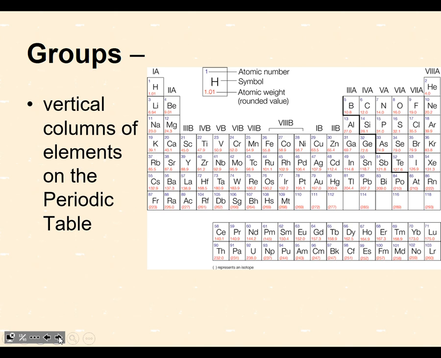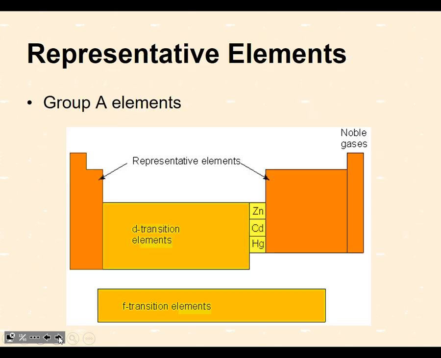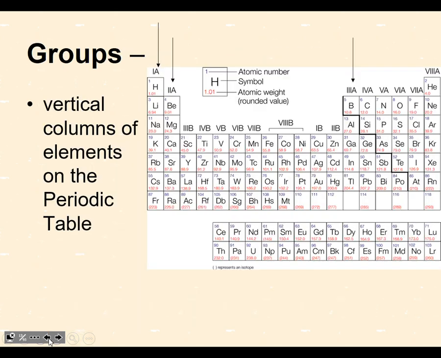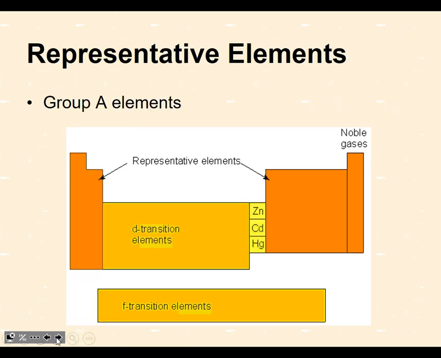Groups are your vertical columns on the periodic table, and they are also called families sometimes, okay? And so those are just your vertical columns. Then we have the group A elements. These have a number and an A after them. There are 8 of these, and these are called the representative elements.